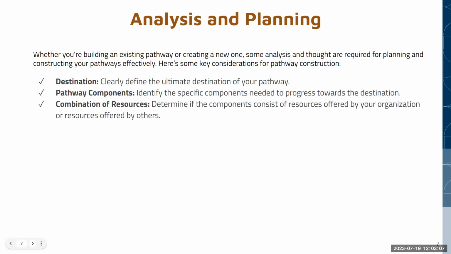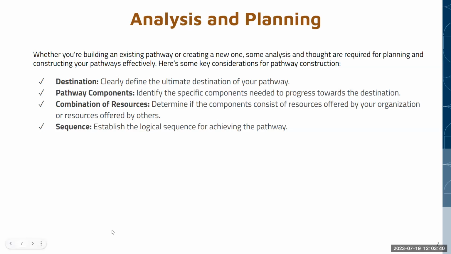Combination of resources. You can mix and match resources. So, for example, maybe you have a pathway that consists of resources offered by your organization and, for example, certifications offered by another organization. If you're going to have a combination of resources, you can do that with the Pathway Builder. You can mix and match resources offered by your organization as well as others.